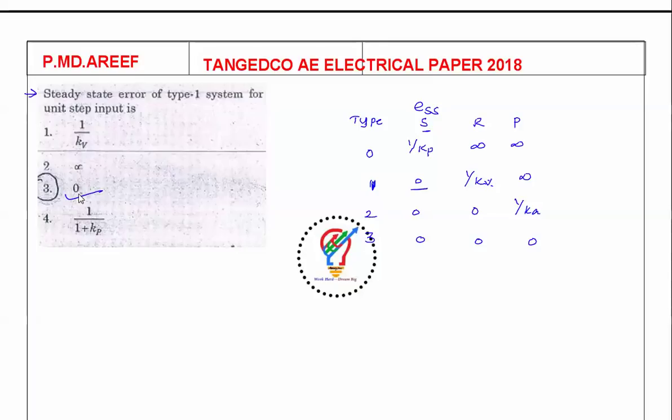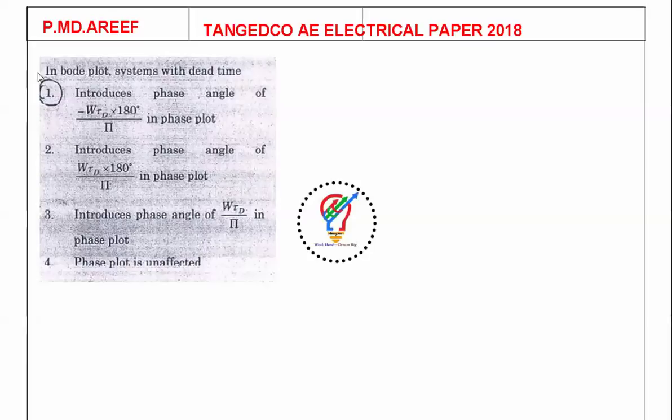Okay, next question, and the next one is a straightforward question. In a Bode plot, a system with a dead time introduces a phase angle of minus omega times T_d into 180 degrees divided by pi in a phase plot. So this is the answer for this question.